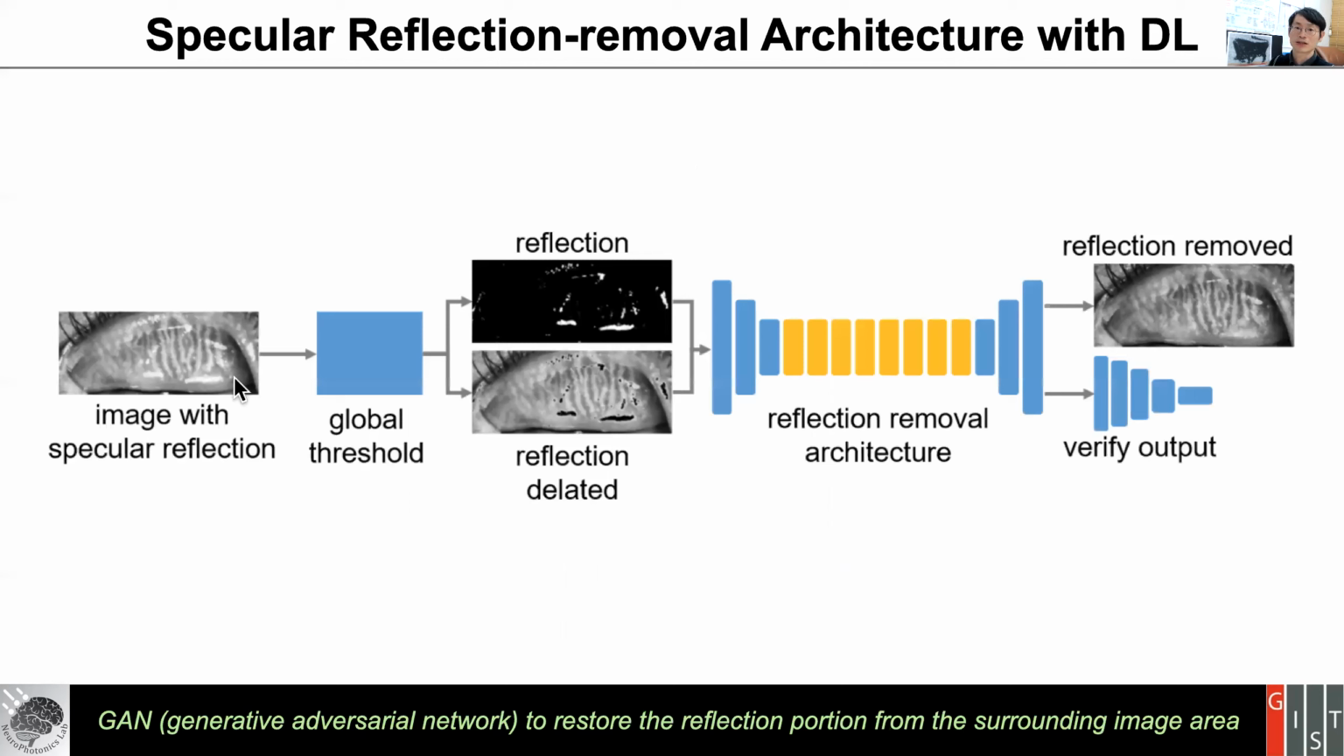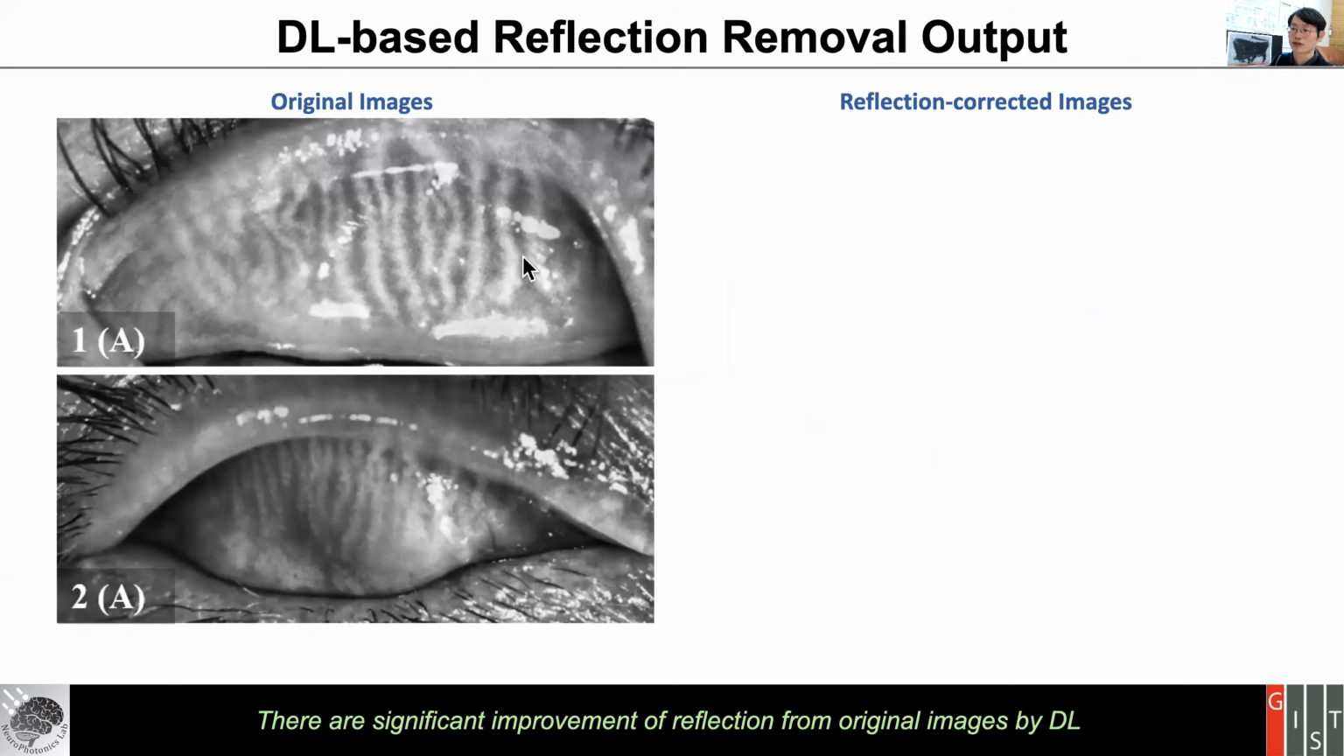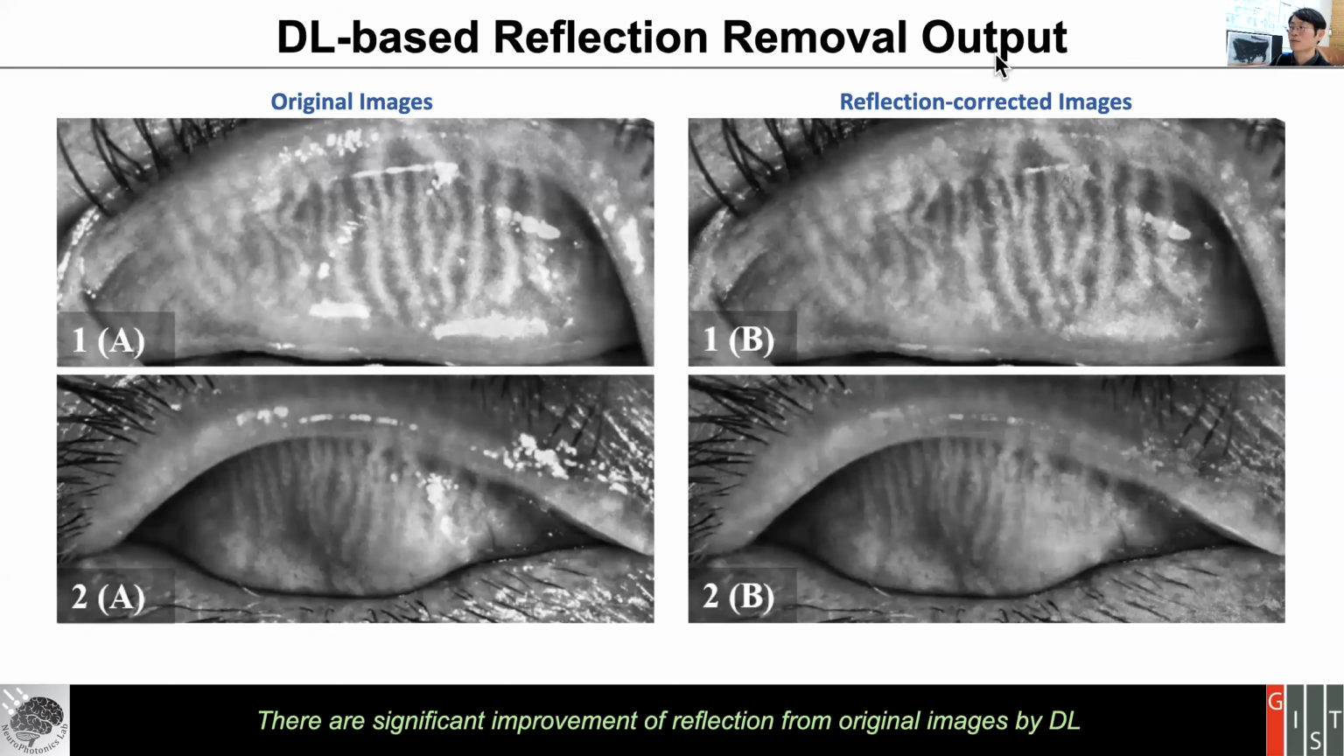When we look at the image, there are specular reflections. So we were wondering whether deep learning can even fix this. We use a global threshold to define the reflection points, and we use a GAN, or generative adversarial network, to restore the missing part with a reflection-removal architecture, so that it can output the most likely information for the missing part from the surrounding image area. This is an example of an original image containing specular reflection, and deep learning corrected it, which at least improves the image for clinicians to evaluate.